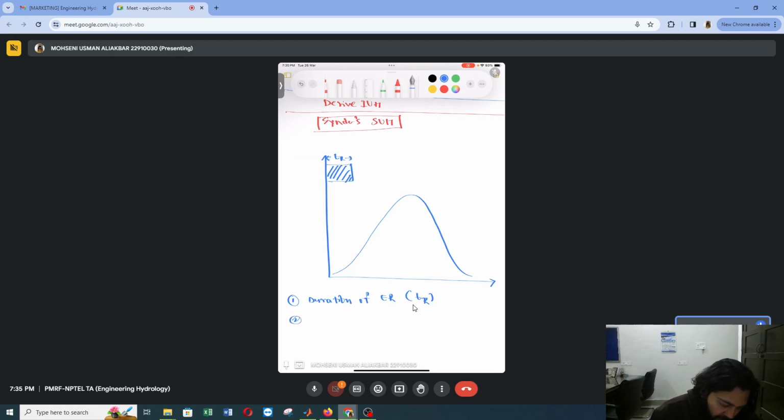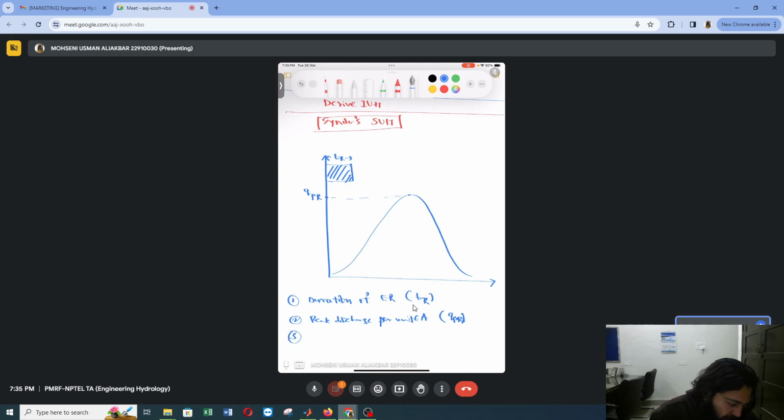Then the second important characteristic of SUH is discharge per unit of catchment area, that is peak discharge per unit catchment area, and we call it QPR. So this value here is nothing but QPR, peak discharge per unit catchment area.